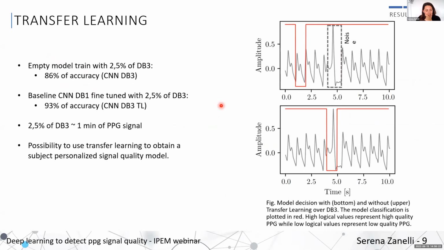The take-home message is that with an amount of 1 minute of PPG, we can enhance the accuracy of the model from 86 to 93%. This means that we could use this model, or those kind of models, to obtain personalized medicine. It means that after 1 minute of usage, the user could already have a model that learned the PPG shape from the subject.